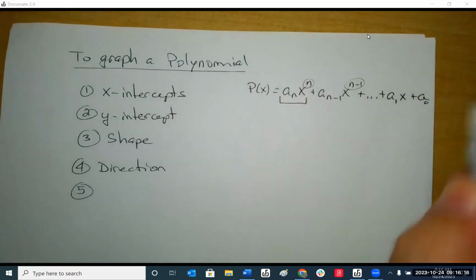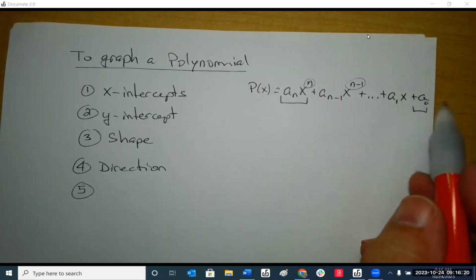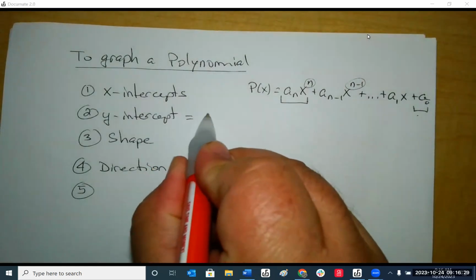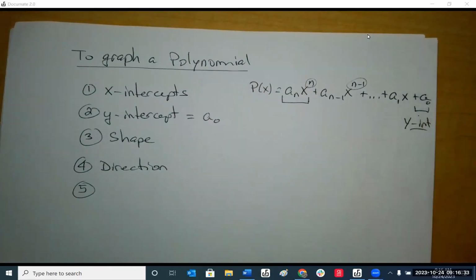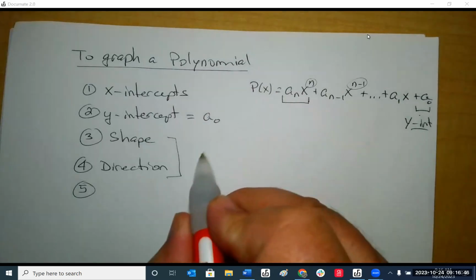And then look at the first and the very last term, the constant term. The constant term tells us what? The y-intercept. That's the y-intercept. The shape and the direction are given to us from where? From the leading term.